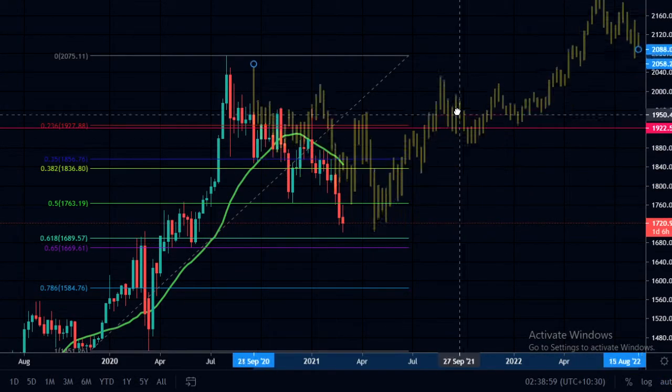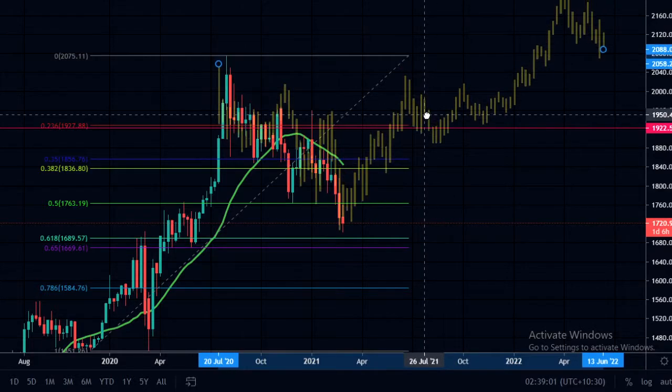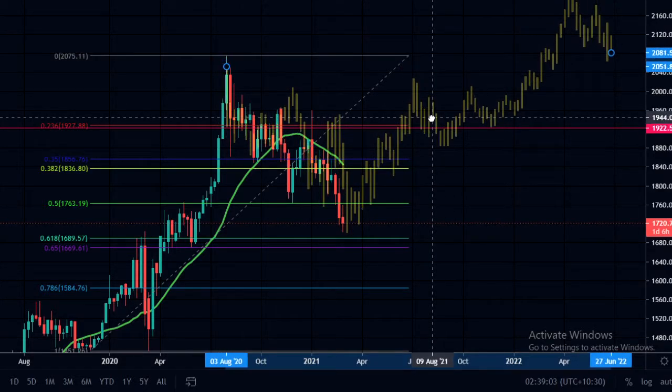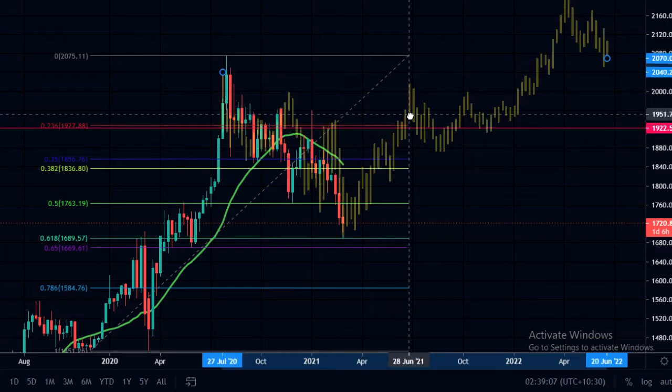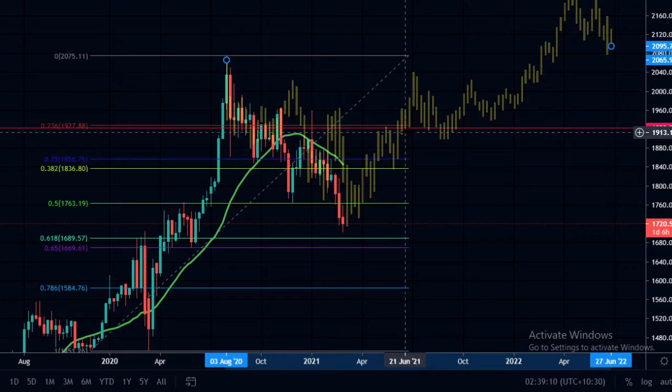And in fact, if we were to overlay that pattern, we can see how similar it is. Some of the up and downs are a little bit different, but we can see that it pretty much cooled off a very similar amount before going higher.